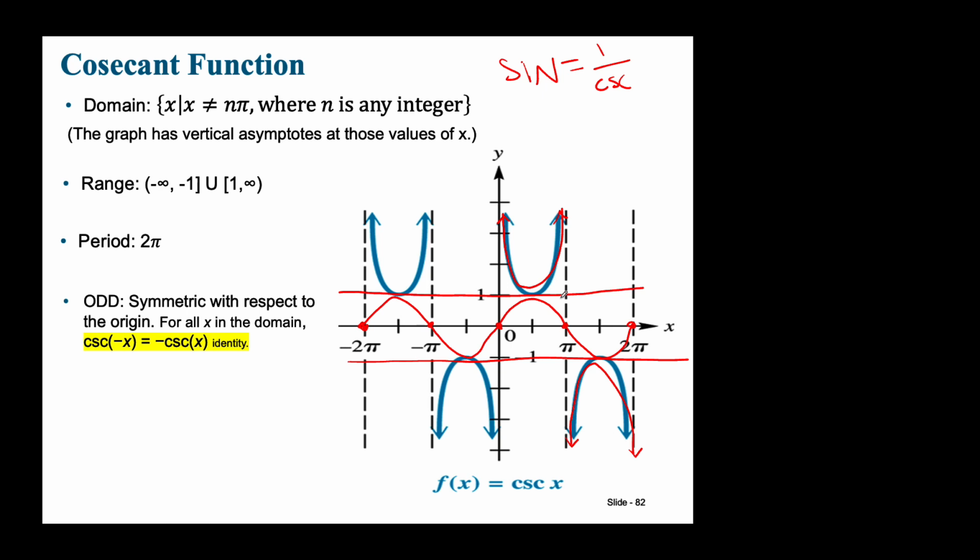Cosecant is odd. That means it's symmetric with respect to the origin. So notice here, if we were to fold this on the y-axis, it's not symmetric. This first U, if you will, parabola, is over here to this side of it. It's not like secant's, for example, which was symmetric with respect to the y-axis. Cosecant is not. As far as an identity, if you input a negative x into cosecant, you'll get the output you would have gotten using negative cosecant and inputting the corresponding positive x.